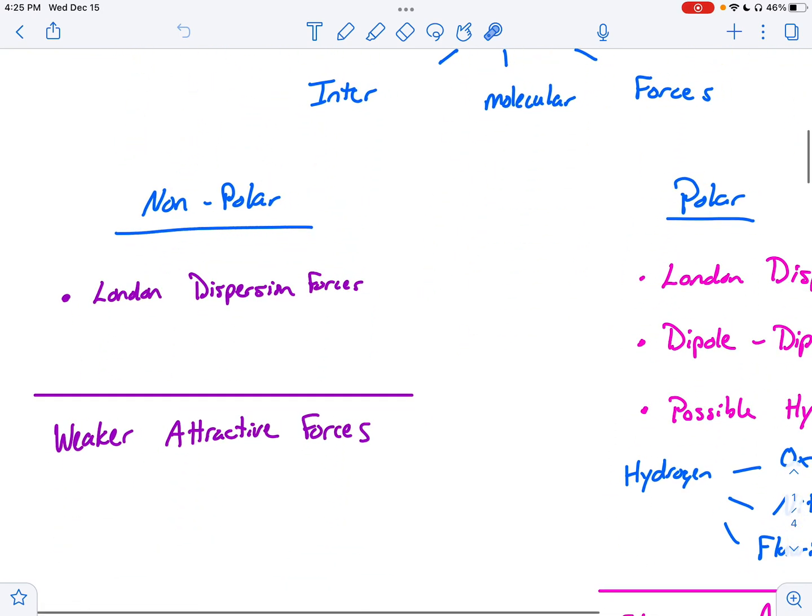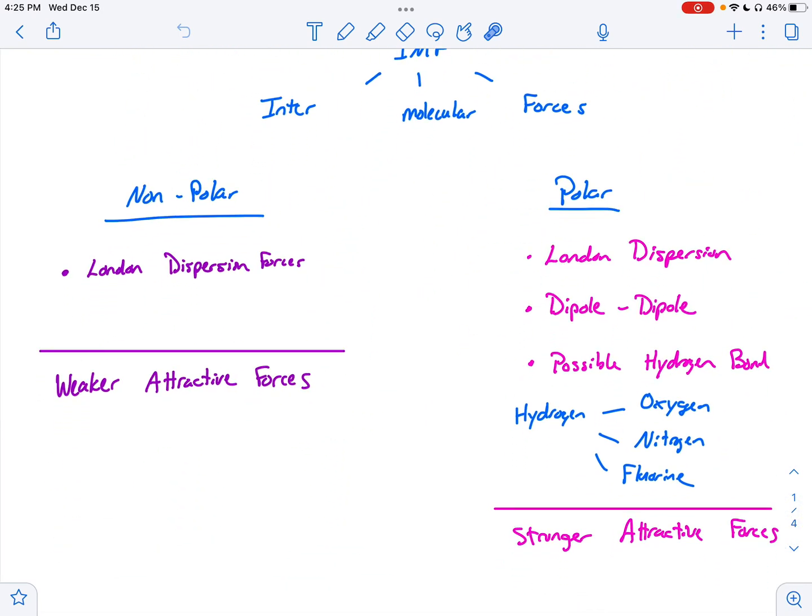The difference between a strong and a weak goes back to the polarity. A nonpolar molecule will only have weaker London dispersion forces between its molecules. Therefore, it has weaker attractive forces overall, lower melting points, lower boiling points, and some of the interactions that you saw in our lab. A polar molecule, on the other hand, can have up to 3 intermolecular forces.